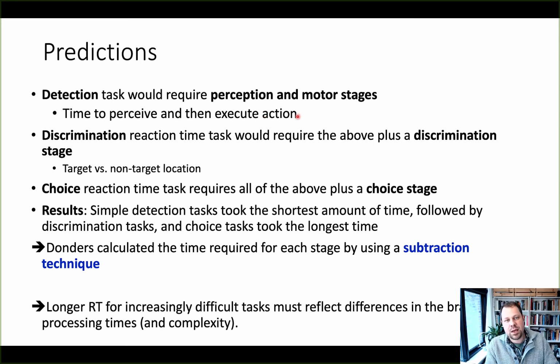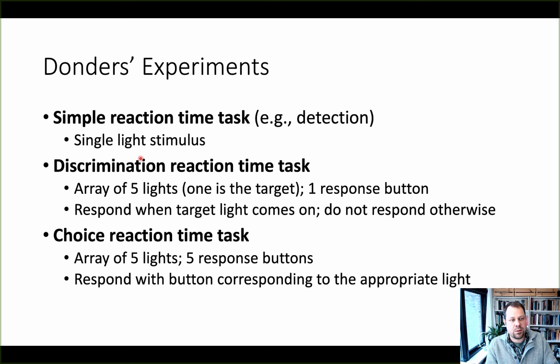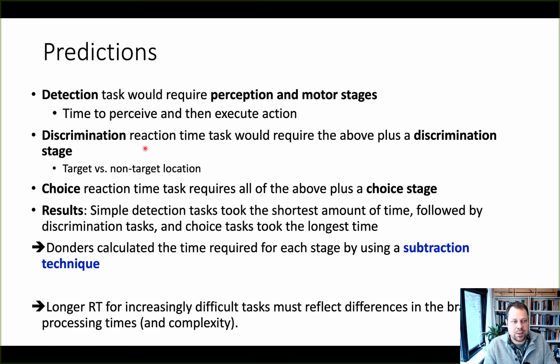The discrimination task also requires you to discriminate between the lights and only push the response button when you see the correct light. Again, there's still only one possible response, so the motor command is quite easy. So it involves all of the above. It involves perception, it involves executing an action, but it also involves a discrimination stage. Namely, is it the target location that was lit up or any of the non-target locations, which takes some time.